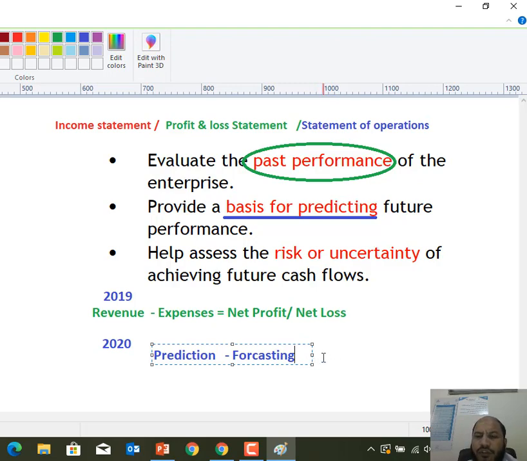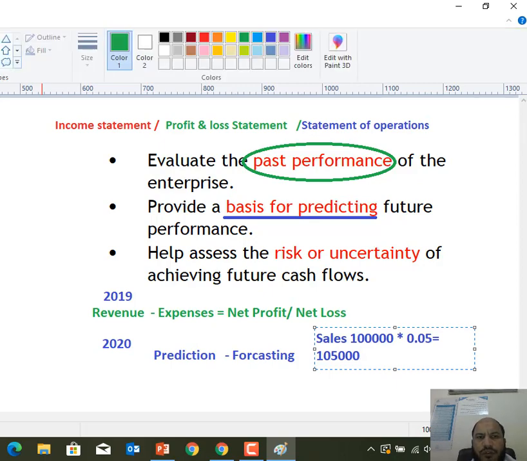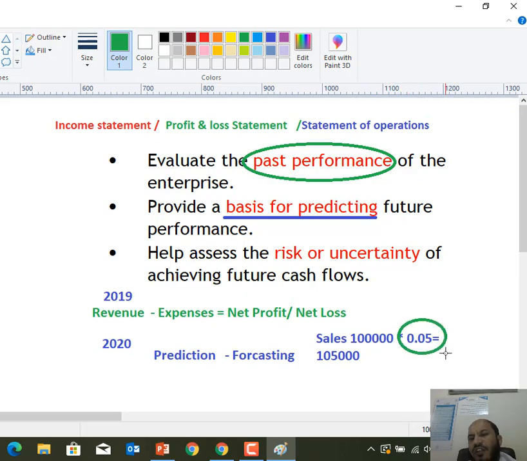For example, you may say that the current year revenue of our company, the current year sale, was 100,000 rupees. In the next year our sale may increase by 5%. So what will be the next year revenue? Actually our next year sale will be 1,05,000. So see, we predicted the future. How have we predicted the future? Through our estimation. Here we increased sales by 5%.